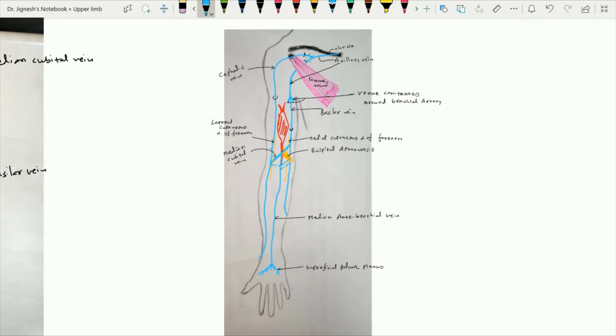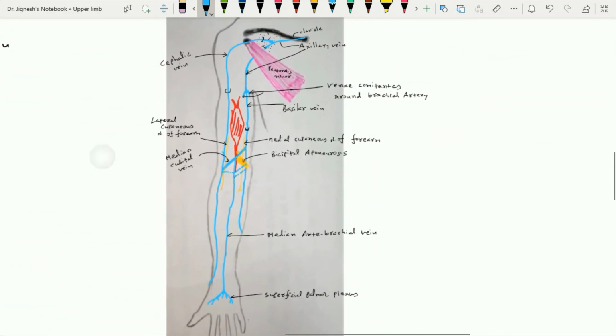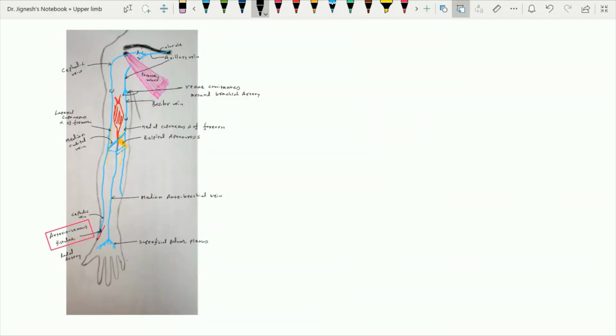Now let's see why the cephalic vein and basilic vein are named accordingly. For that, we have to understand the axial rotation of the upper limb and the axis of the upper limb. As we already know, in embryonic life, the upper limbs bud out from the ventral aspect of the trunk, and suppose these two are the upper limb buds.